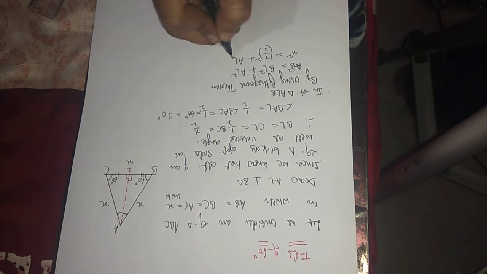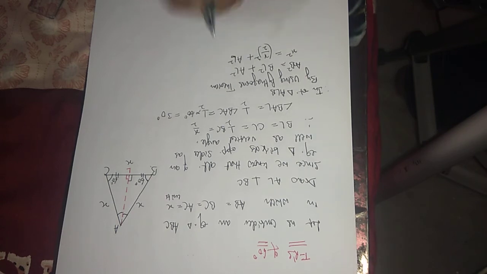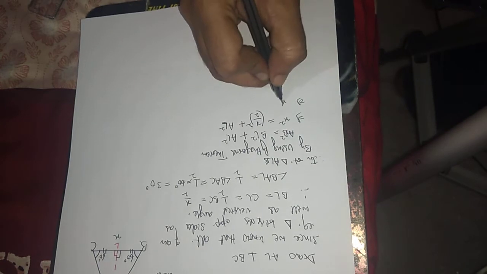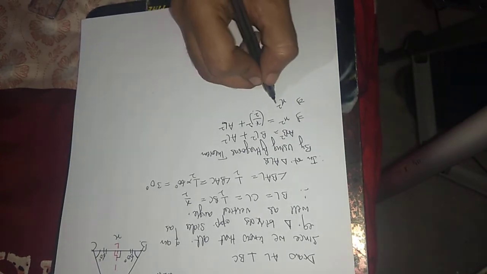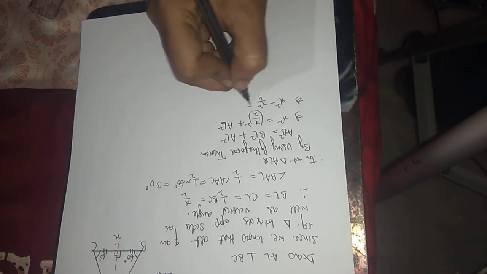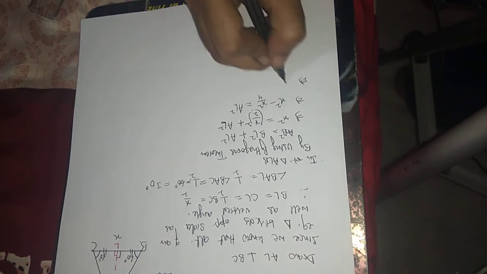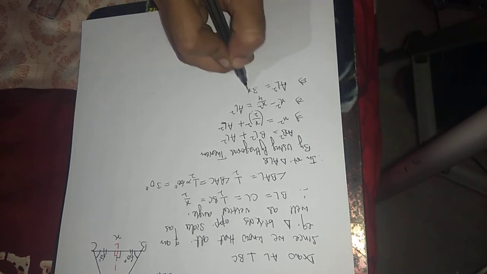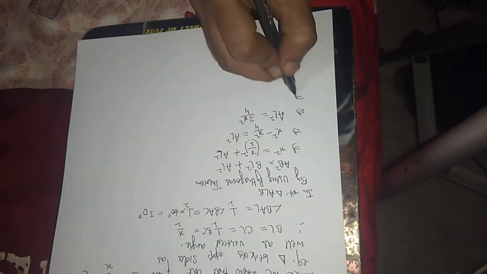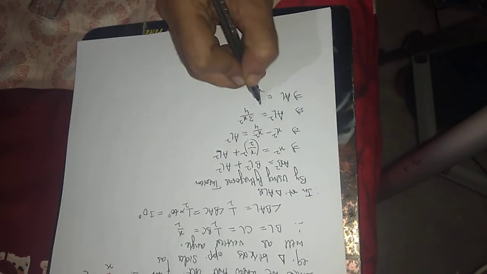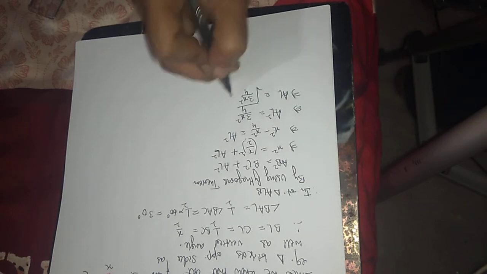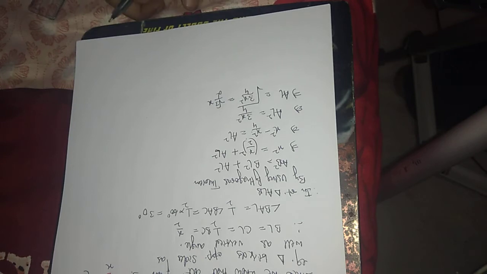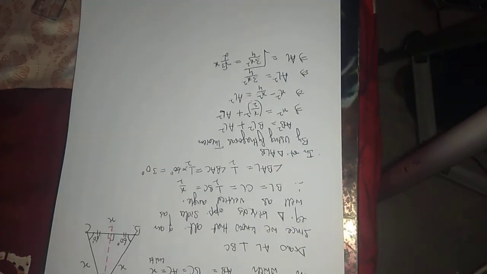plus AL square, and we have to find AL from the right triangle ALB. It gives x square, and x square upon 4, when transposed to the LHS, becomes minus x square upon 4 is equal to AL square. It gives AL square is equal to 4x square minus x square, 3x square upon 4. It gives AL is equal to under root of 3x square upon 4, that is under root 3 upon 2 x. This is the value of AL.